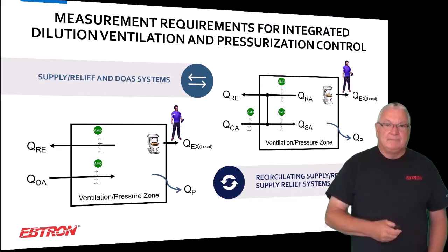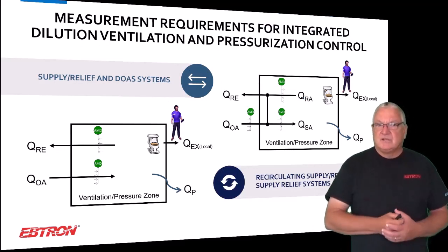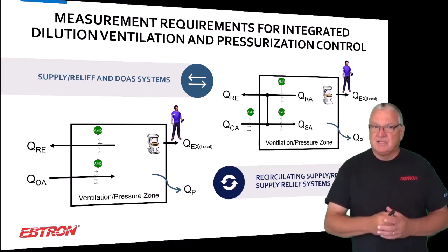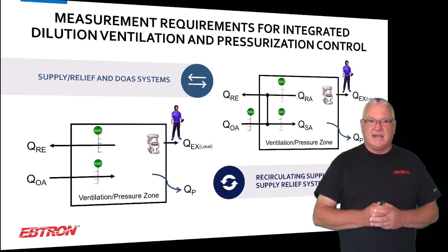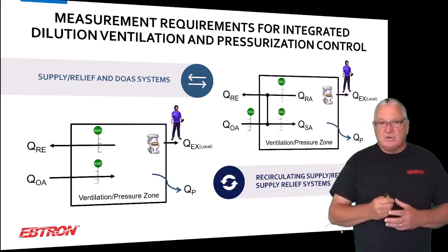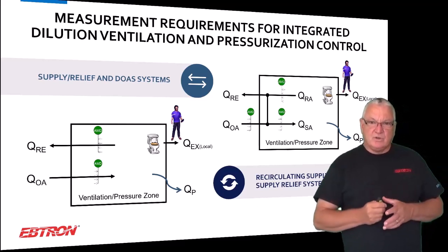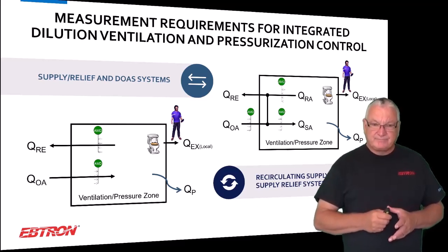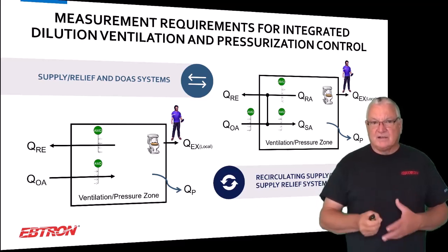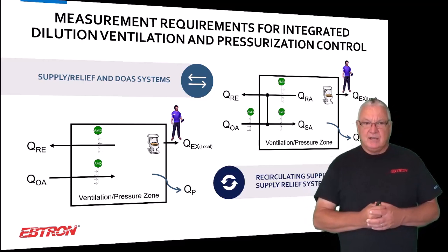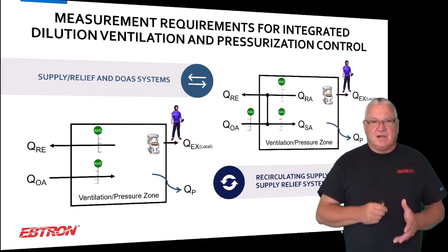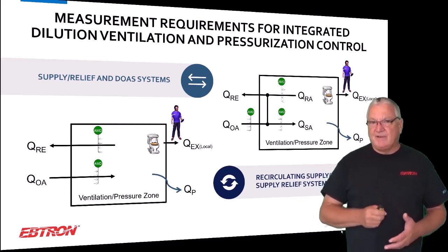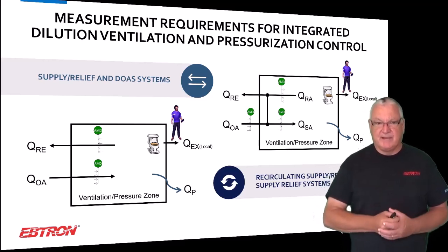All right, I'm going to go through this relatively quick. Okay, so you might have to go back and take a look at some of these slides again. But basically, when we're doing flow measurement for control of both dilution, ventilation, and pressurization, so it's kind of like an all air control strategy, which is what we like. We either have systems that are supply relief or DOAS that don't have a recirculating path, or we have air handling units that have a recirculating path.